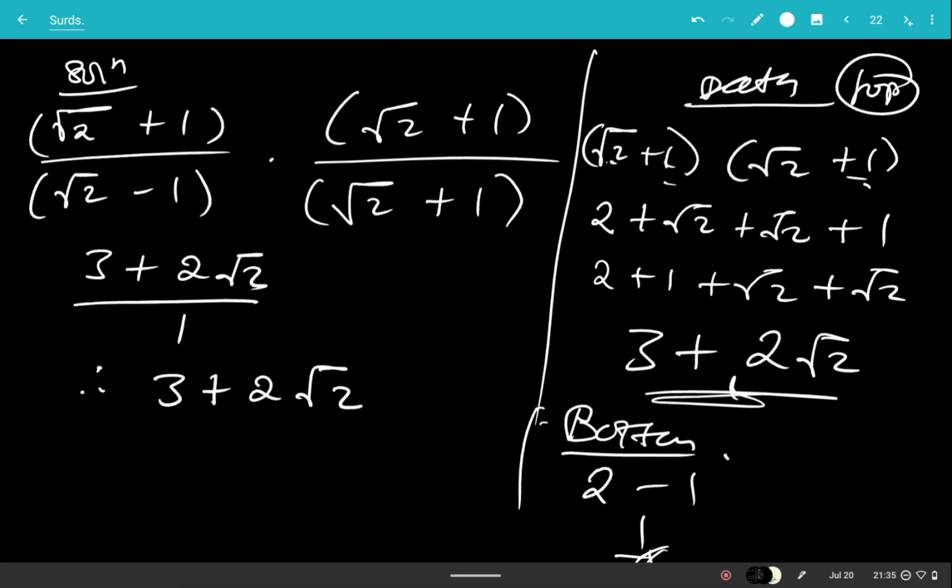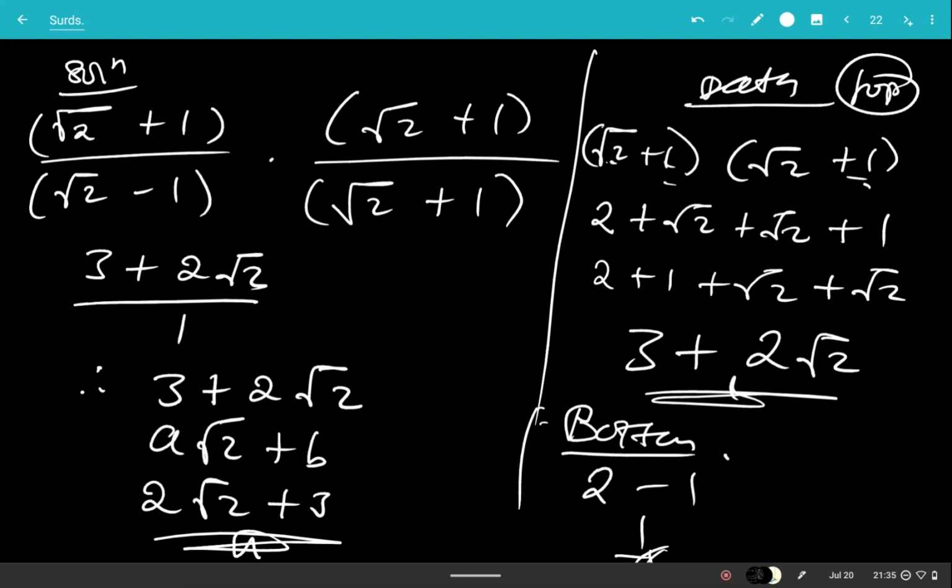Remember, we were taught to express our answer in the form of a root 2 plus b, so I'll just interchange this. It's the same as 2 root 2 plus 3. That's our answer. Therefore, it's easy to say that a is equal to 2 and b is equal to 3.